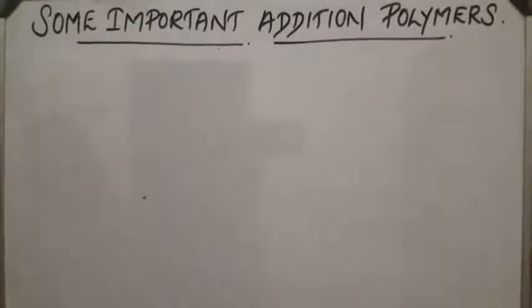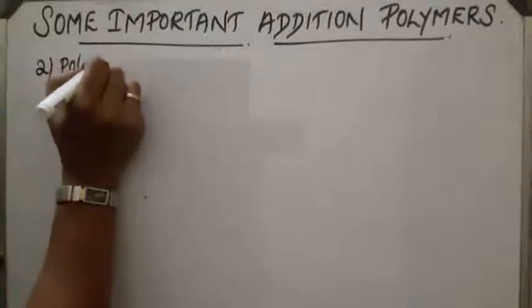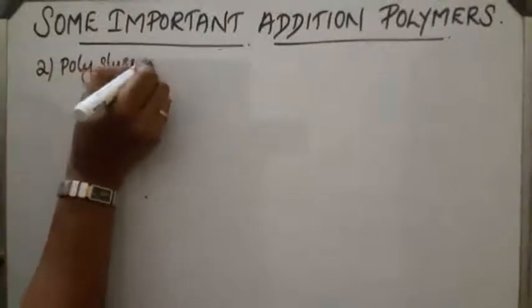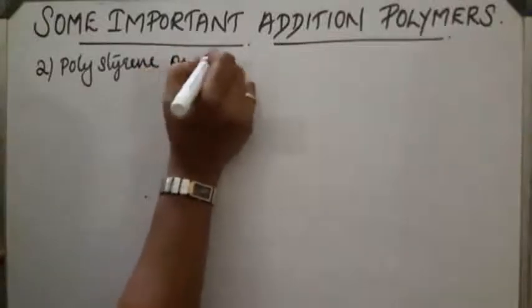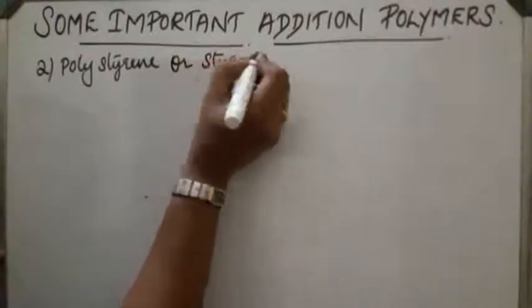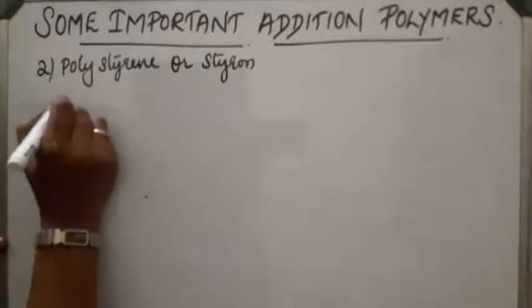Next, second one is polystyrene. Polystyrene is obtained from styrene. How can we obtain this? This can be obtained by the polymerization of styrene on heating in presence of a catalyst, benzoyl peroxide. See the reaction. Styrene.